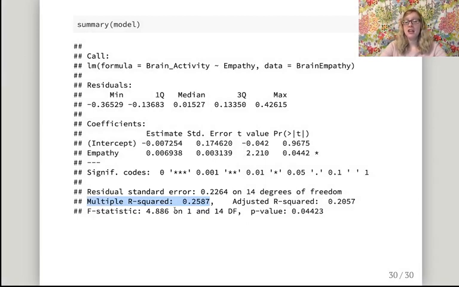So we'll stop here with our introduction to linear regression. In next week's video, we'll cover our final topic for this semester, which is multiple regression.